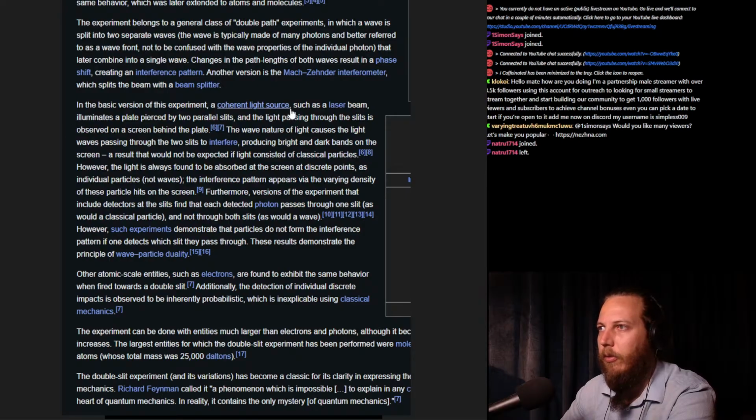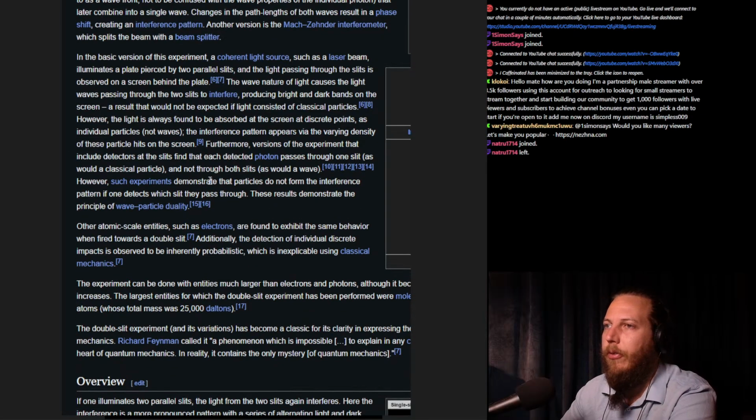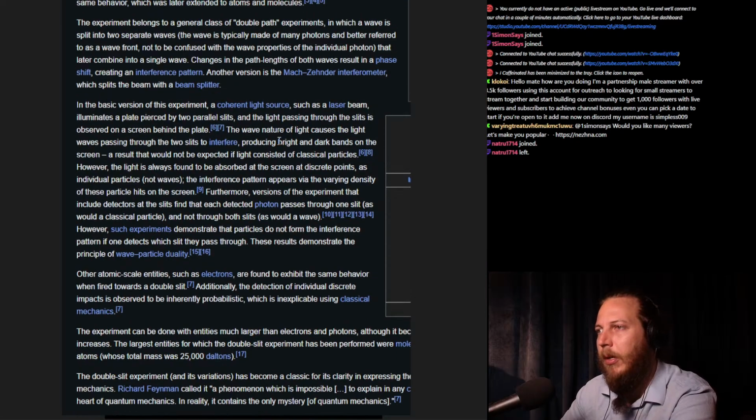In the basic version of this experiment, a coherent light source, such as a laser beam, illuminates a plate pierced by two parallel slits, and the light passing through the slits is observed on a screen behind the plate. The wave nature of light causes the light waves passing through the two slits to interfere, producing bright and dark bands on the screen, a result that would not be expected if light consisted of classical particles. However, the light is always found to be absorbed at the screen at discrete points as individual particles, not waves; the interference pattern appears via the varying density of these particle hits on the screen.